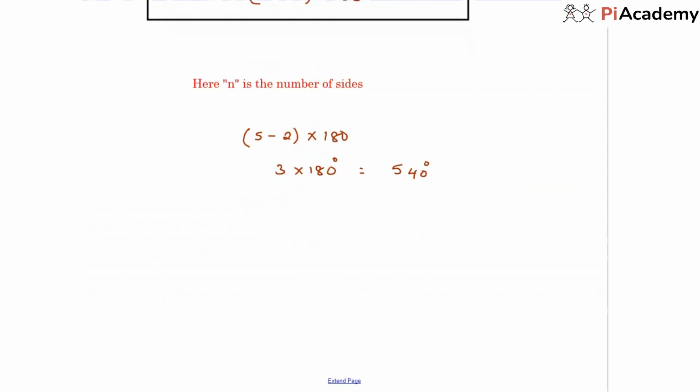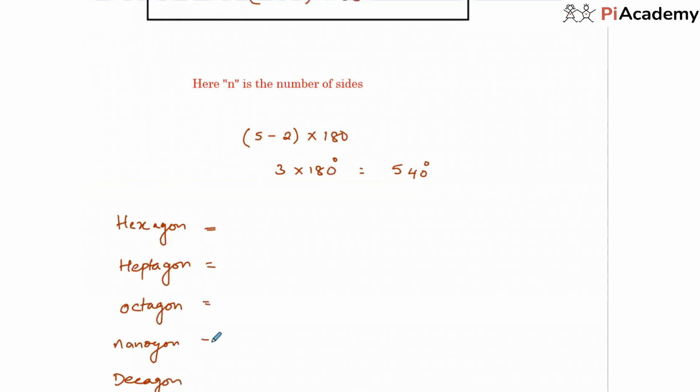Now I want you to do this for hexagon. I want you to find the sum of angles in a hexagon, heptagon, octagon, nonagon, and decagon. Okay, all of you do that. Take 2 minutes and calculate the sum of angles in each of these polygons. You know, quadrilateral is 360 degrees, and we just did pentagon. I want you to do hexagon, heptagon, octagon, nonagon, and decagon.